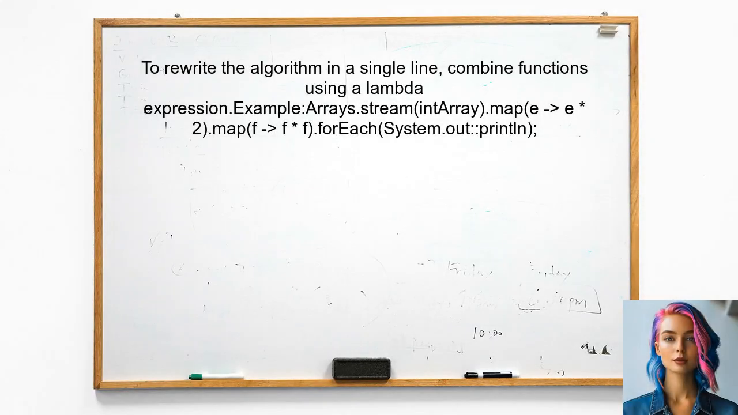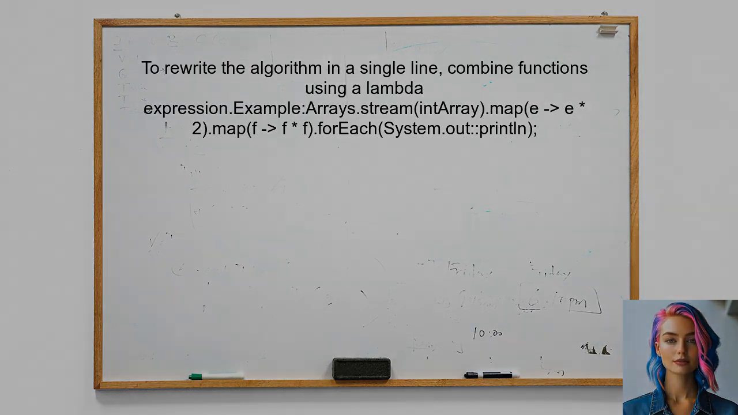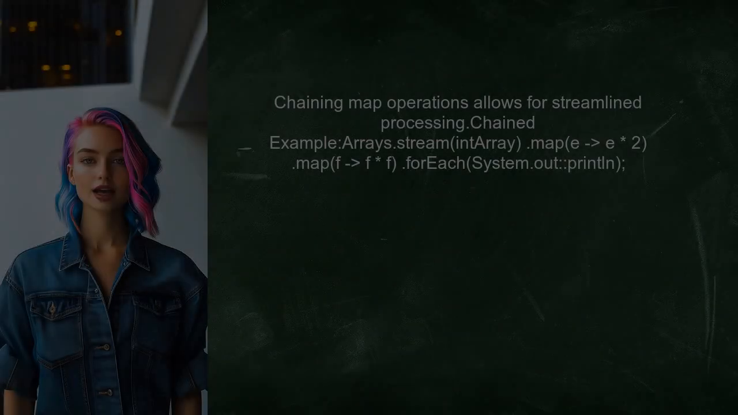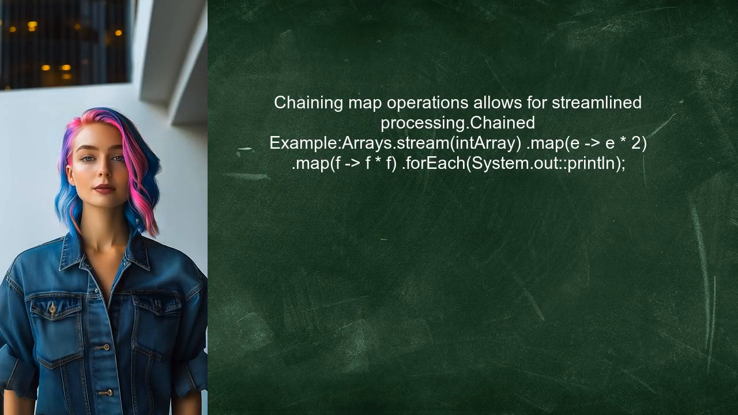To rewrite the algorithm in a single line, the user can utilize method references and lambda expressions effectively. First, we will combine the 2 functions into one using a lambda expression. This approach allows the user to first double each number and then square the result, all in one streamlined operation. The key is to chain the map operations.